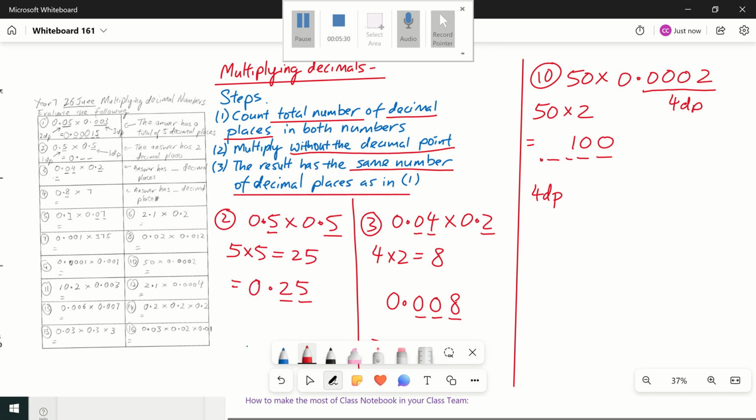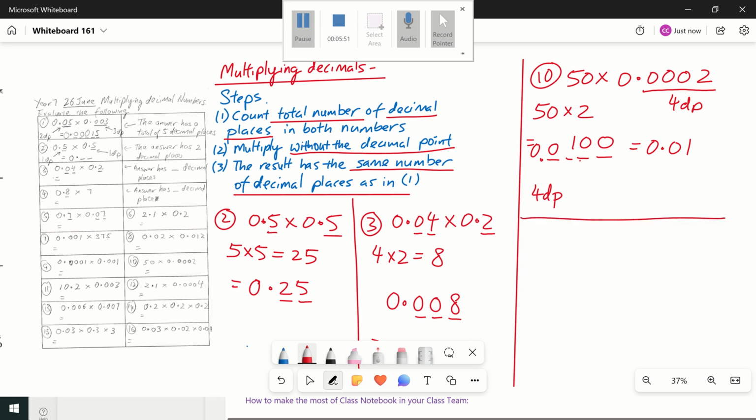So we got a 0 and a 0. So our answer is 0.01. Actually, you can ignore the last 2 zeros. So here's your answer, 0.01.